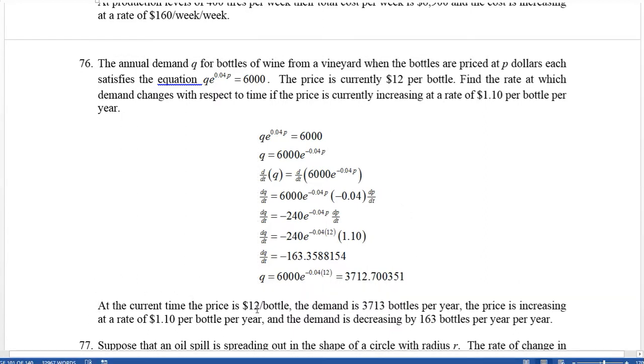At the current time, the price is $12 per bottle. The demand is, well, I just plugged that into the original thing to solve for Q. Actually, I did it in this version where I'd already solved for Q. And that turns out to be about 3,713 bottles per year, and the price is increasing at $1.10 per bottle a year, and the demand is decreasing by about 163 bottles per year.